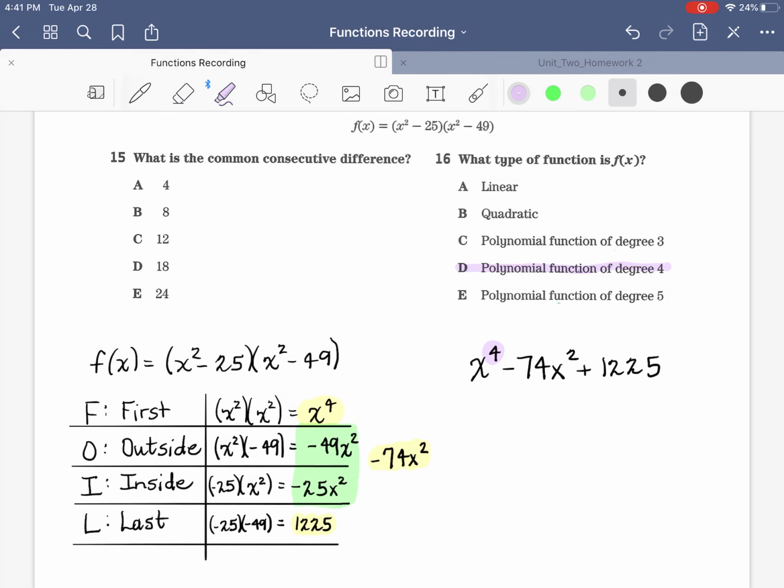If you have questions, let me know. If you haven't had FOIL before, this will not make much sense. But for those of you who have, this is a good review of a really, really important skill.